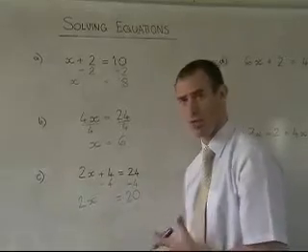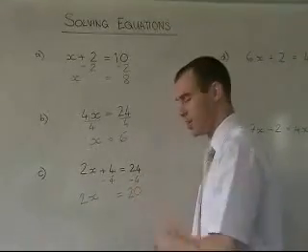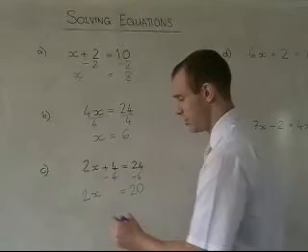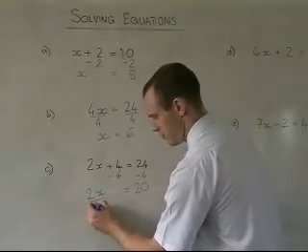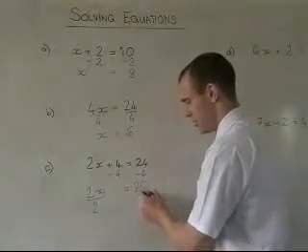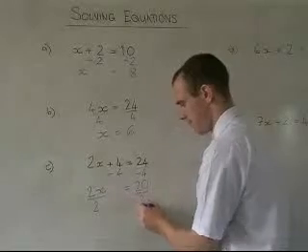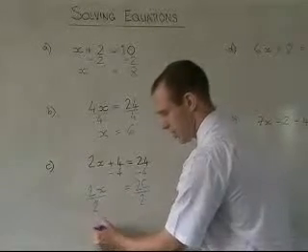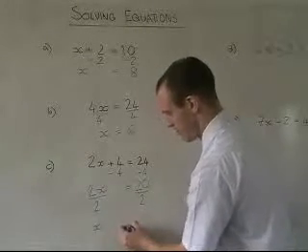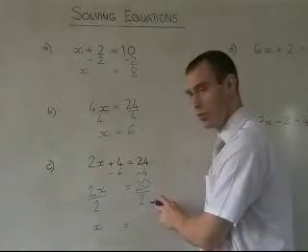Now we have 2 times x, or x times 2, equals 20, so we're going to divide by 2. Divide by 2 there, the 2's will cancel out, divide by 2 there. So the answer, x, equals 20 divided by 2, which is 10.